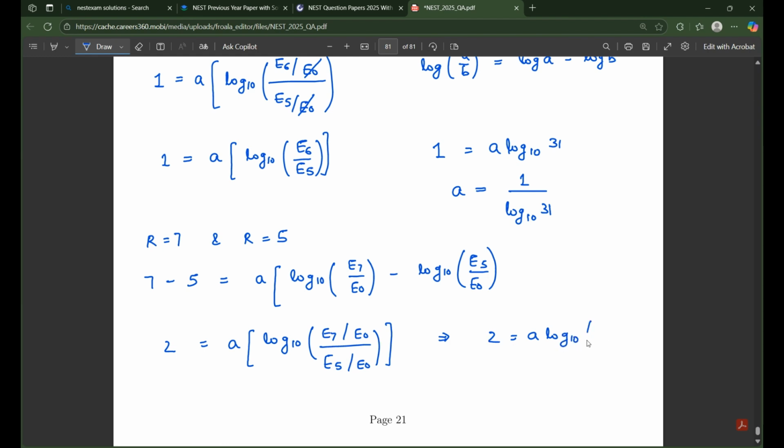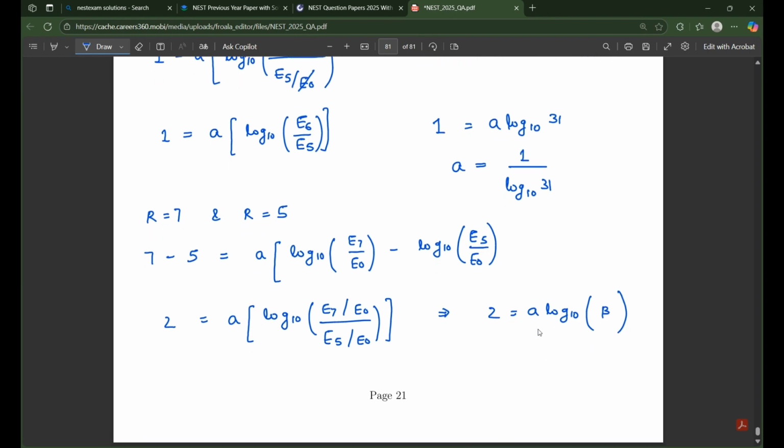I can write this part as beta. So now the value of beta is this. Only A is unknown in this equation. We know the value of A, that is 1 upon log 10 of 31. So using that I can find out the value of beta.